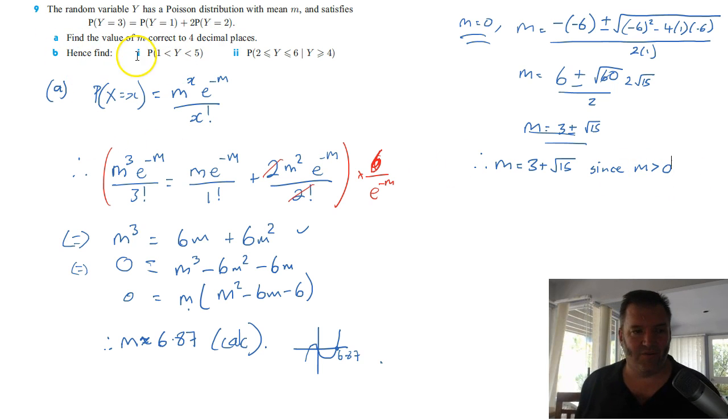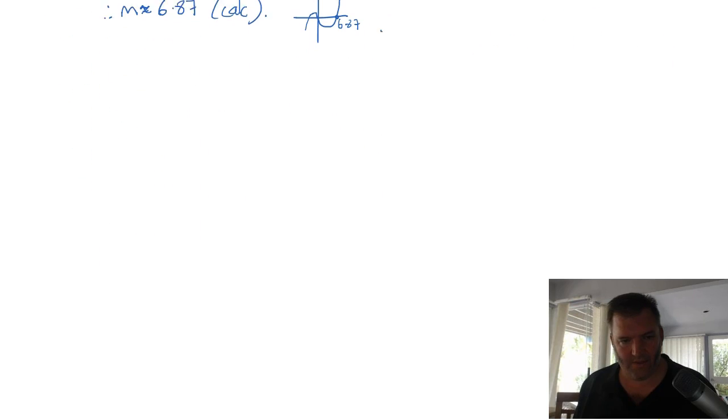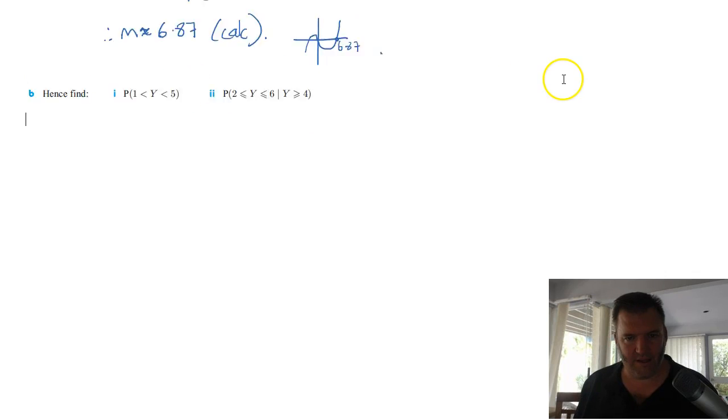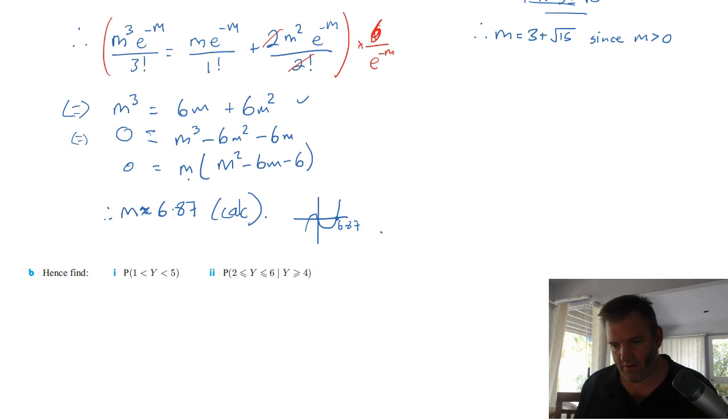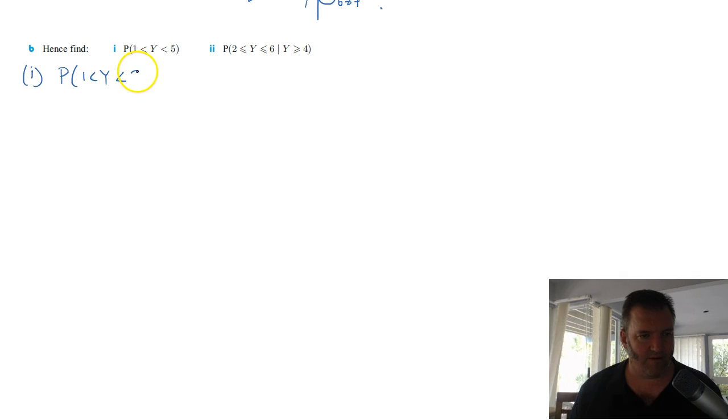Once we've got m, we've got to do the rest of it. Probability between 1 and 5. Let's go ahead and do that one. I'm going to take a little snippet of that and move it down because we're going to run out of room there. So let's scroll down a little bit. Here's our part B again. Paste it in there. And we just need that 3 plus root 15 will cover us there. So probability, so let's do B part 1. Probability y is between 1 and 5.